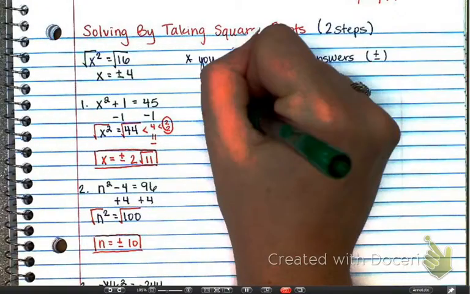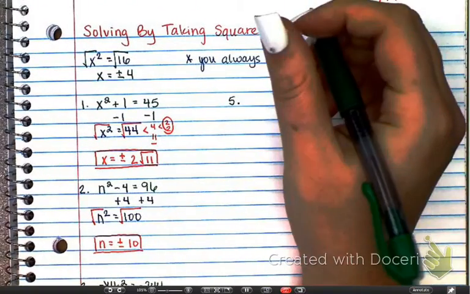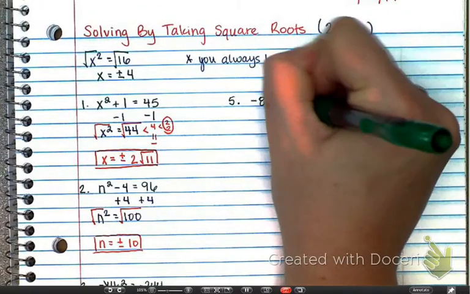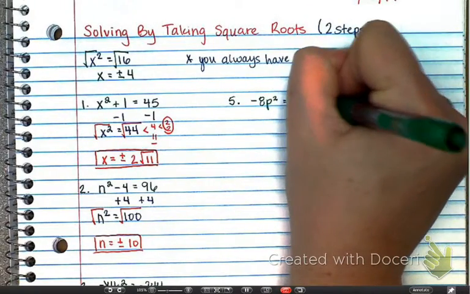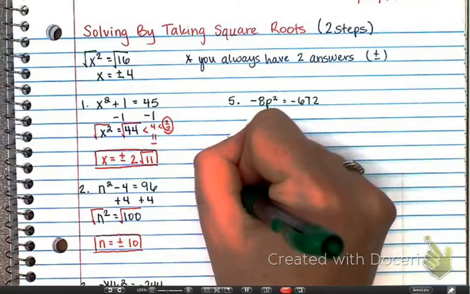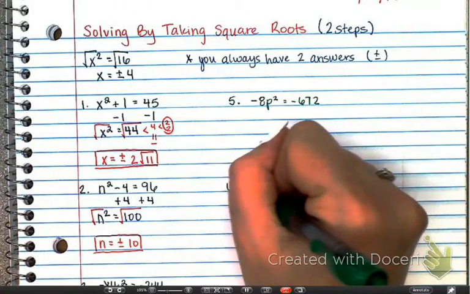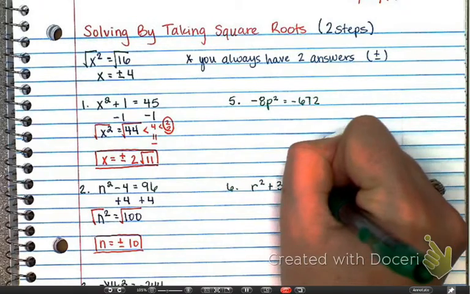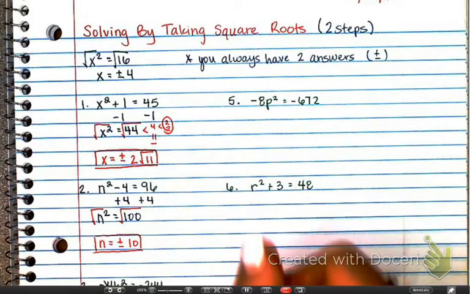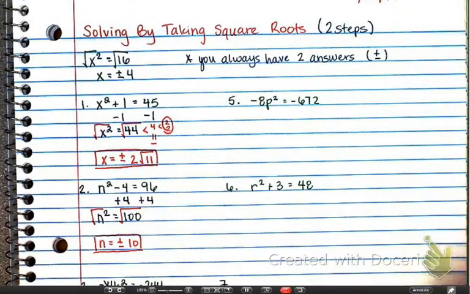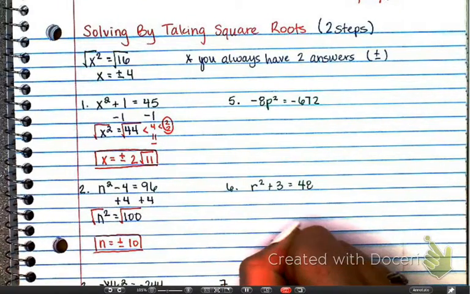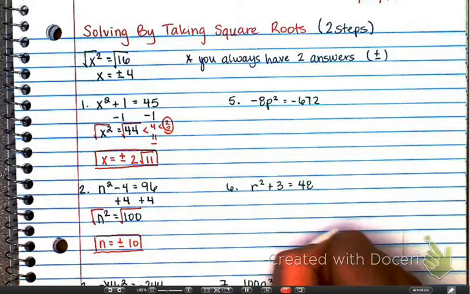So let's try -8p squared equals -672. r squared plus 3 equals 48. a squared equals 25.